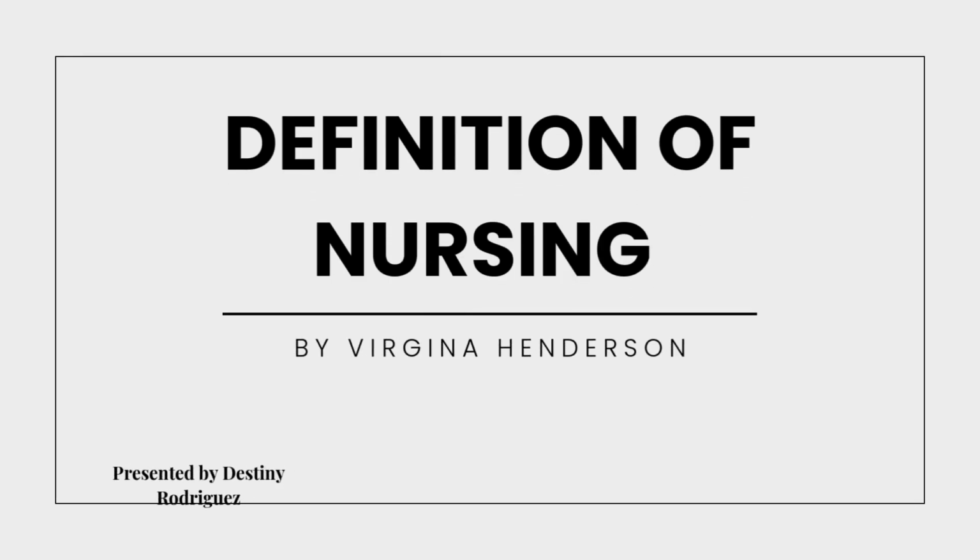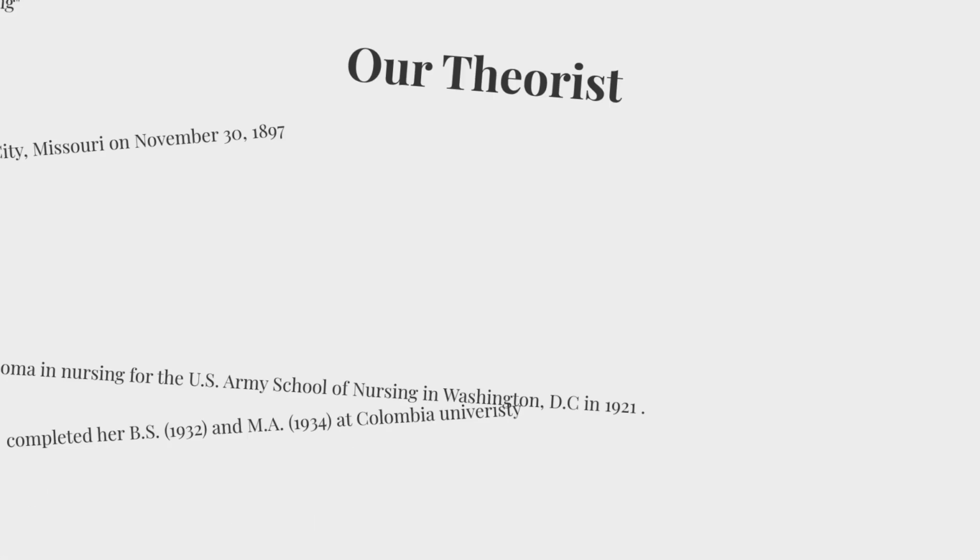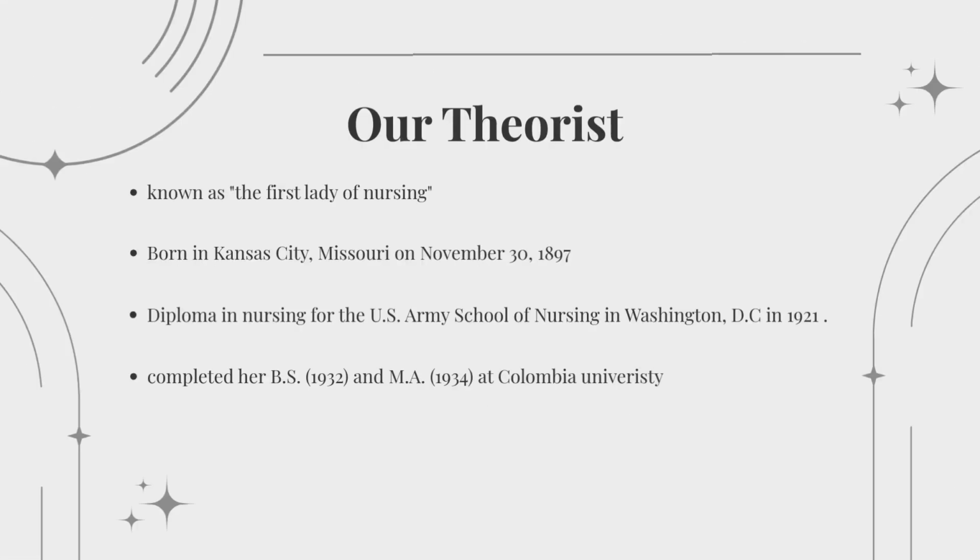I'm going to be presenting my PowerPoint today over the definition of nursing by Virginia Henderson. Our theorist, known as the First Lady of Nursing, was born in Kansas City, Missouri on November 30th, 1897. She got her diploma in nursing from the U.S. Army School of Nursing in Washington, D.C. in 1921. She then later completed her BS in 1932 and her MA in 1934 at Columbia University.